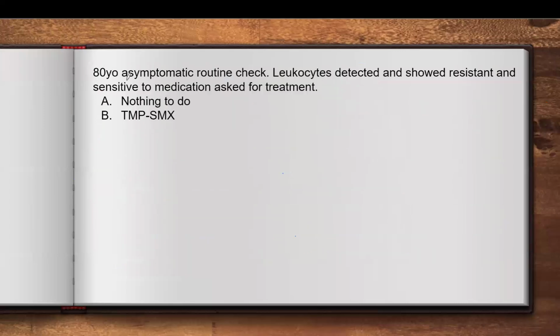Next question, very important. It comes almost every month. 80-year-old asymptomatic routine check. Leukocytes detected and showed resistant and sensitive to medication. Asked for treatment. Nothing to do or trimethoprim, sulfamethoxazole.